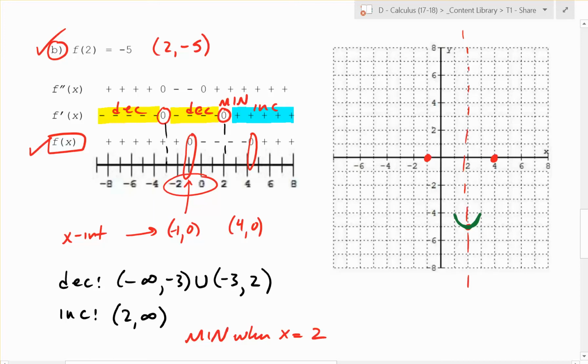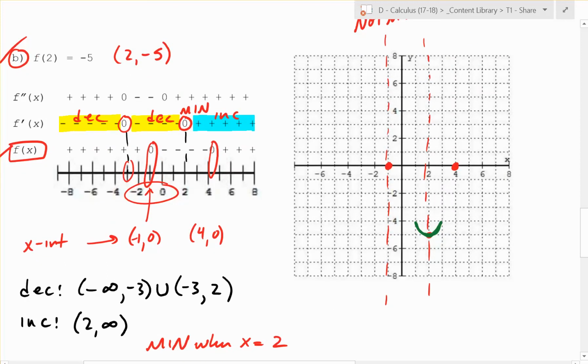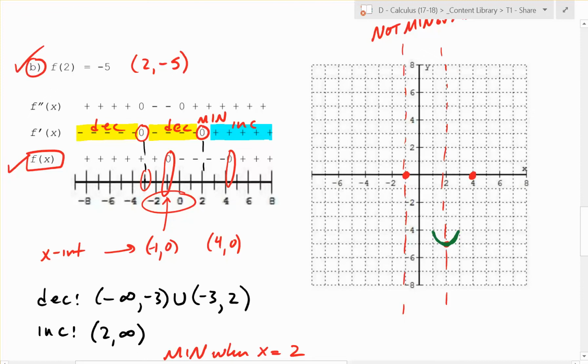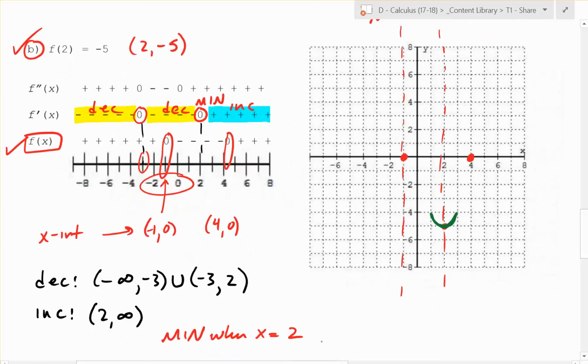And then right here at x is equal to -1, we know it's not going to be a min or max because the function keeps on falling. It's going to be decreasing up until that point and then keep decreasing. So let's look at concavity now.